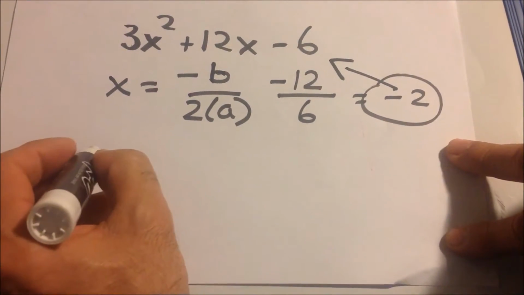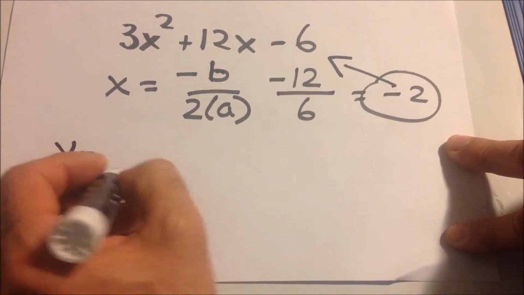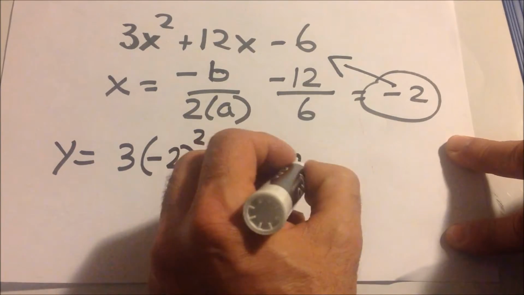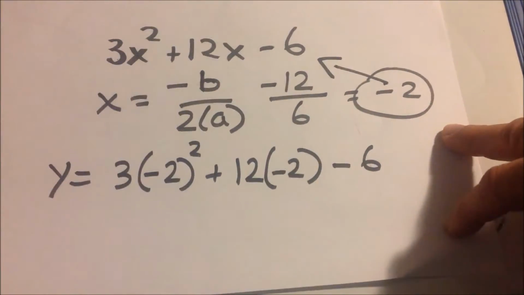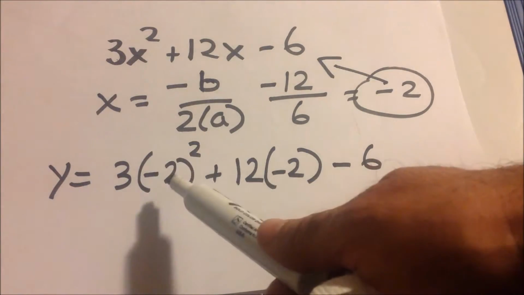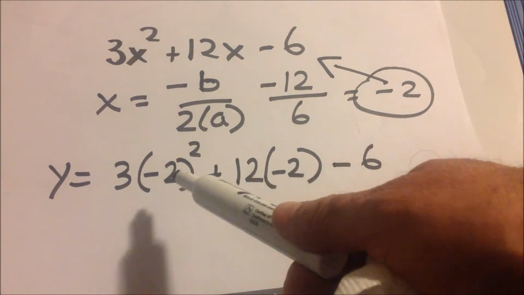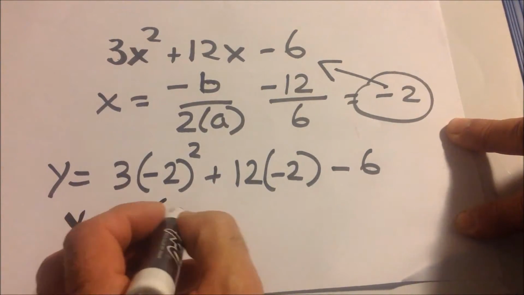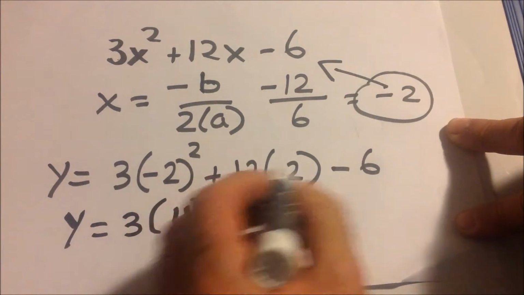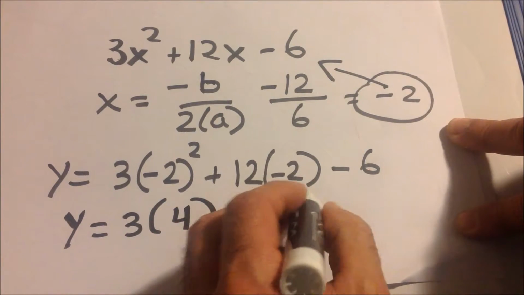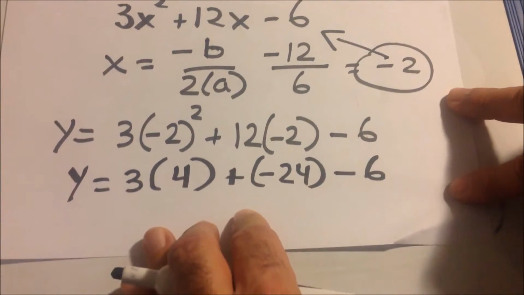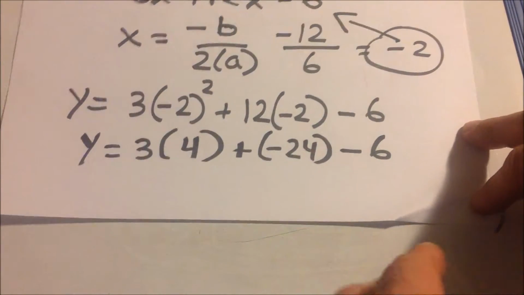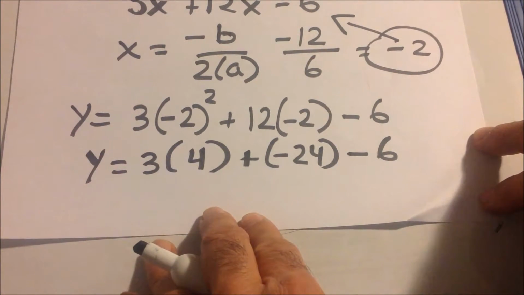Okay, so we're going to have, and by the way, this is y, so we'll say y is going to equal 3 times negative 2 squared plus 12 times negative 2 minus 6. So remember, this is in parentheses, negative 2 squared, so that's going to be a 4. So we're going to have y equals 3 times 4 plus, and this is 12 times negative 2, negative 24 minus 6. Okay? And by the way, you should stop the tape and see if you can do this by yourself. Find the vertex and put it in vertex form.